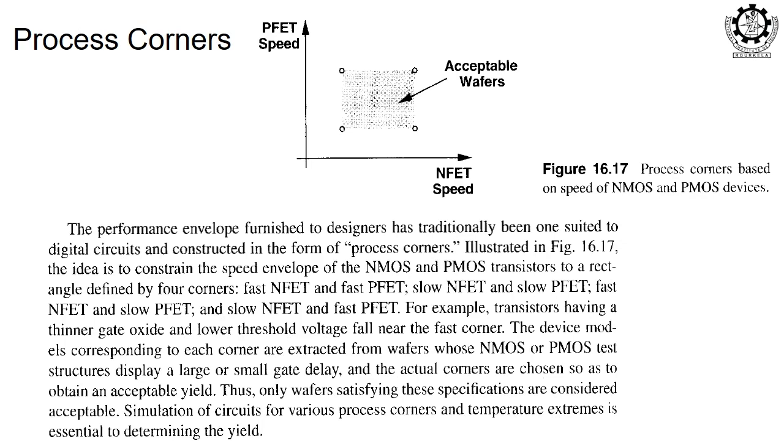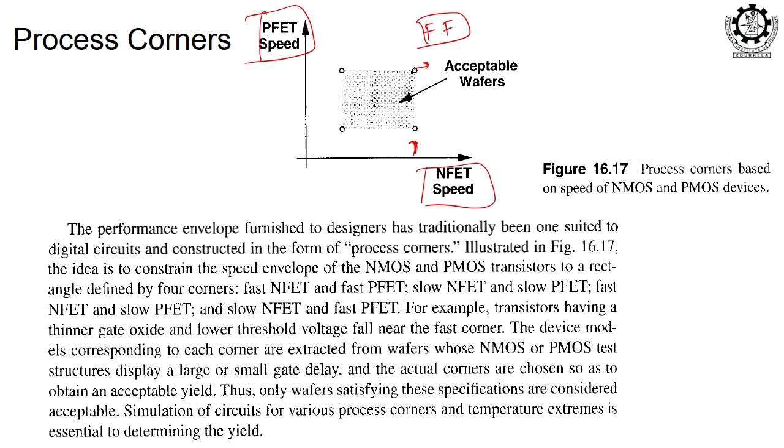Now, if we have our wafer, we can have different combinations. Suppose we are measuring the performance of the different ICs at different locations of the wafer and plotting the speed of the PMOS and speed of the NMOS. This corner, you see, is the fast NMOS. This corner is fast PMOS as well as fast NMOS, is it not? Here NMOS is fast, PMOS is also fast. So, this corner is known as the fast corner.